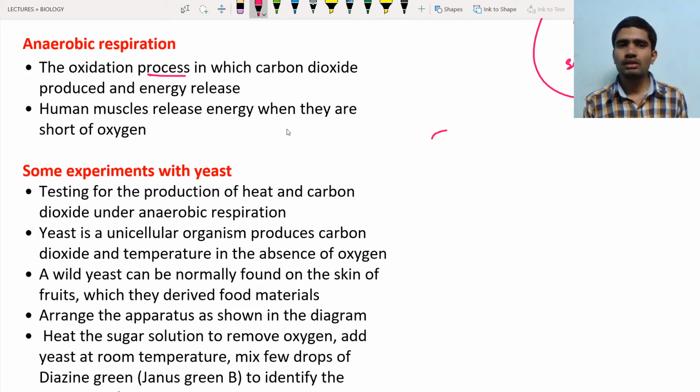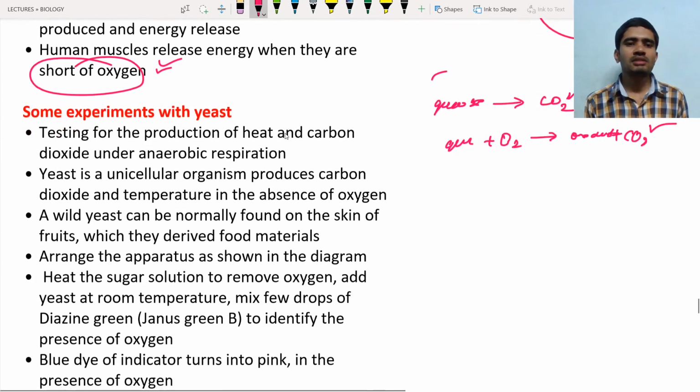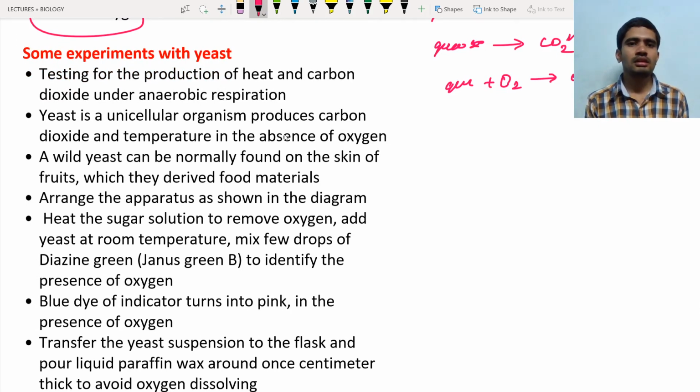The glucose will be oxidized to produce carbon dioxide. In aerobic respiration, glucose plus oxygen is utilized for the oxidation of the glucose, and at the end there is production of carbon dioxide also. So whether it is anaerobic respiration or aerobic respiration, carbon dioxide is common, and not only carbon dioxide but also energy is common. The human muscles release energy when they are short of oxygen, hence you can call it an oxygen debt.